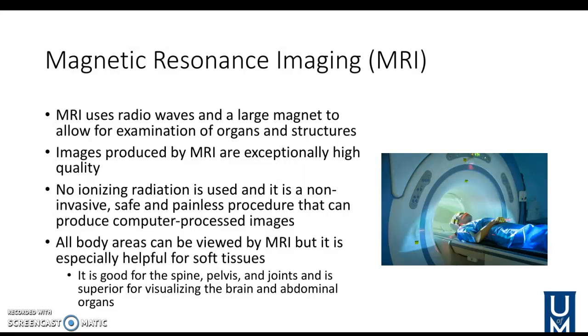All body areas can be viewed by MRI, but it is especially useful for soft tissues. It's good for the spine, pelvis, and joints, and it's superior for visualizing the brain and abdominal organs. So it is a great test. Some downsides to it: some patients that are claustrophobic may have a hard time going through this. It is a smaller tube that you are inserted into. It takes a little bit longer, and there are some loud banging noises as you're inserted into it, so it can kind of frighten some individuals, especially if they're claustrophobic.